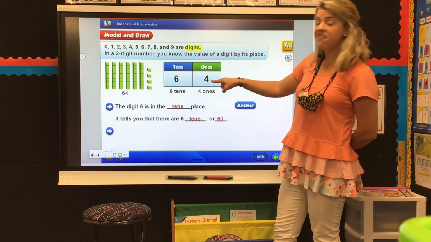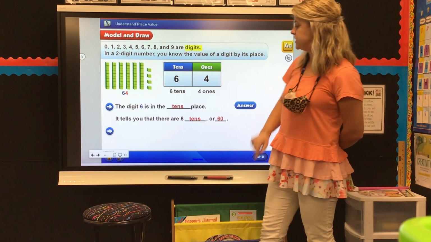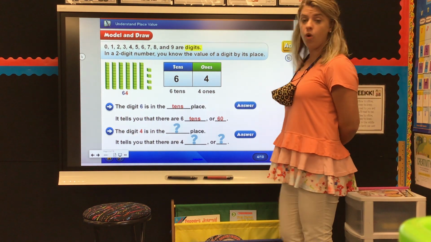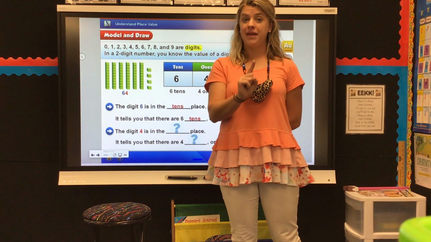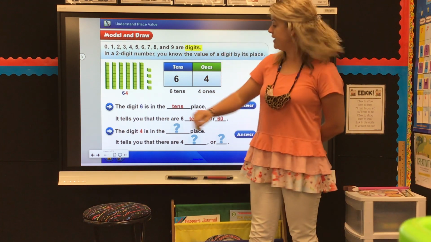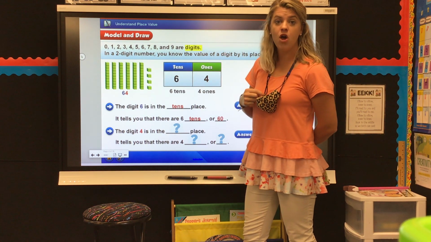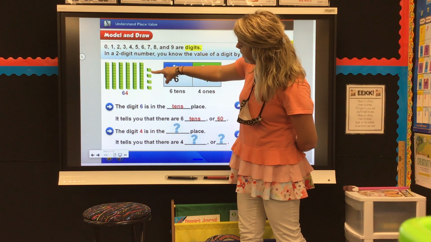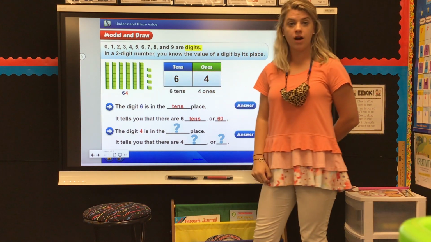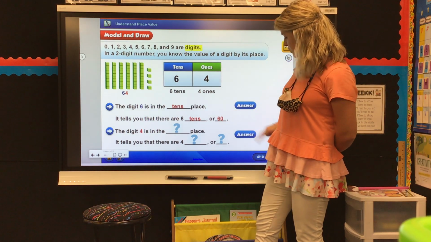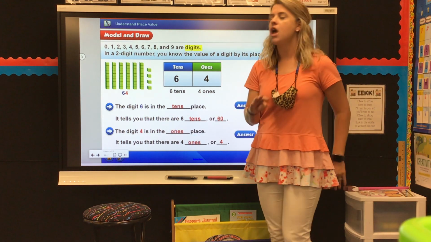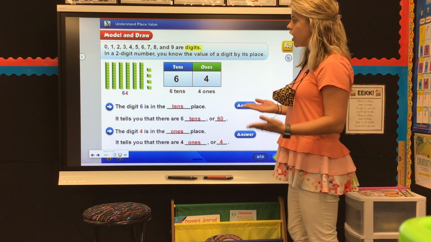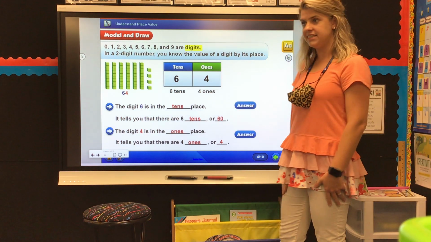Now we also know that we have the digit 4 in the ones place. Let's see what that means. If the digit 4 is in the ones place, do you remember from calendar? What do we count by when we count these little bitty ones? We count by ones. So let's see. 1, 2, 3, 4. So a 4 in the ones place means that we have 4. So this means we have 60 plus 4, or 64 is the answer. Okay?